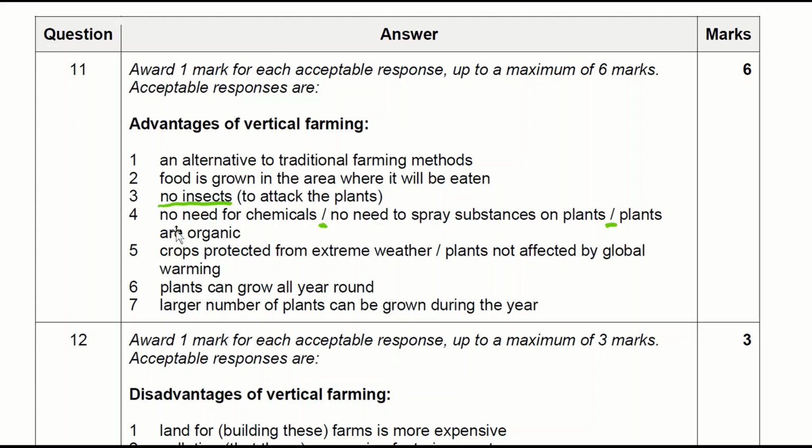So the answer could be no need for chemicals, or it could be no need to spray substances on plants, or it could be plants are organic. So we've selected this one, and this is our answer. You do not need to have written all of these options to get the mark. It's either of these options here. The reason why slashes have been given is because they're considered to be part of the same answer. They came from the same sentence in the text.